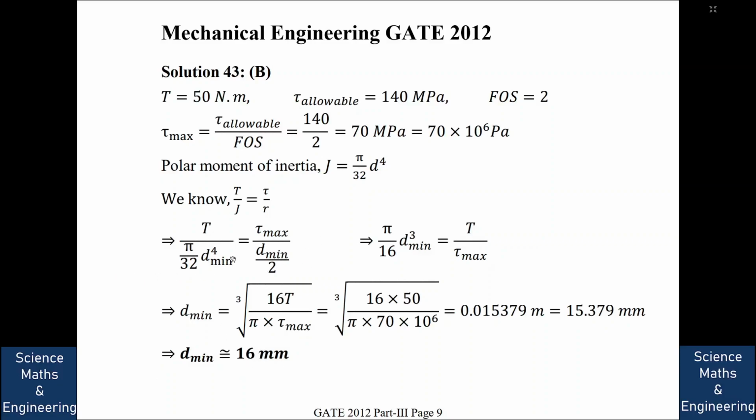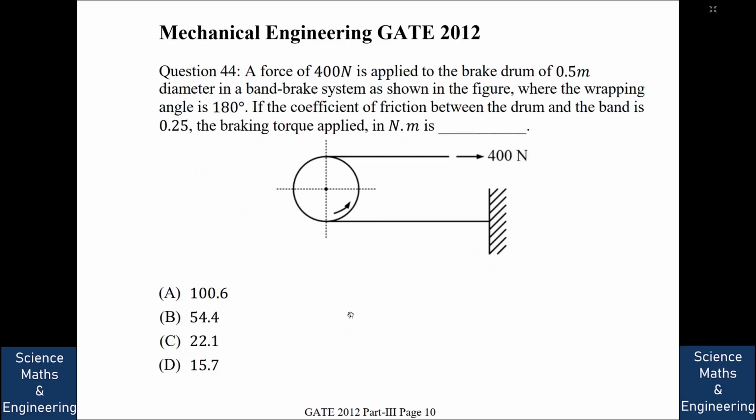I have also mentioned here d min, because as we are saying that it is the minimum diameter, after we get this approximation we should understand that this is the minimum diameter. Okay, so it has to be at least greater than this. So it would be around 16 millimeter. Okay. So we'll go to the next question.